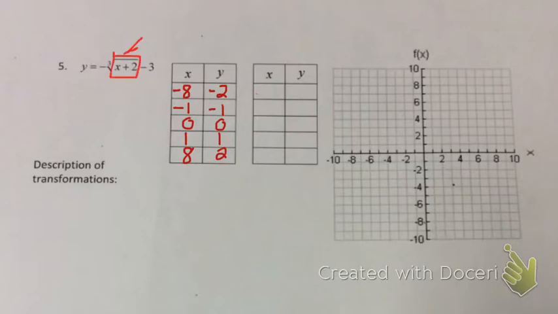sign. Remember, that's what's going to tell you what you're doing to your x values, but you do the opposite. So I'll just write opposite for my x values. So since it says x plus 2, I'm going to subtract 2 from all of my x's. Negative 8 minus 2 gives me negative 10. Negative 3 minus 2, negative 1 minus 2 gives me negative 3. 0 minus 2 gives me negative 2. 1 minus 2 gives me negative 1. And 8 minus 2 gives me 6.